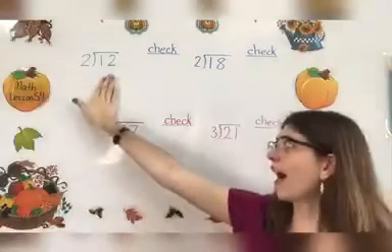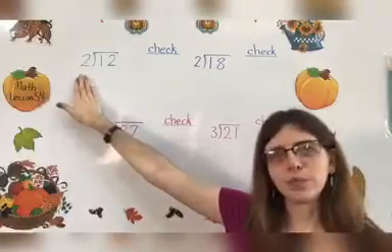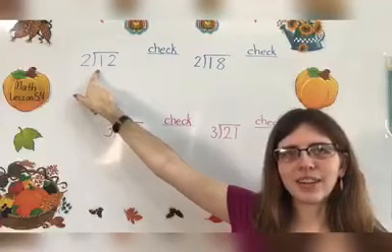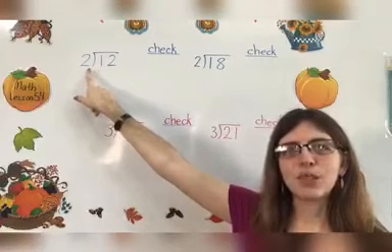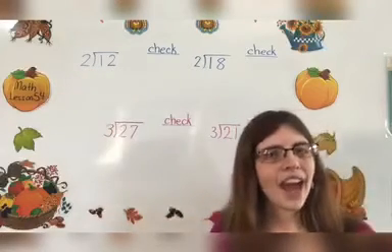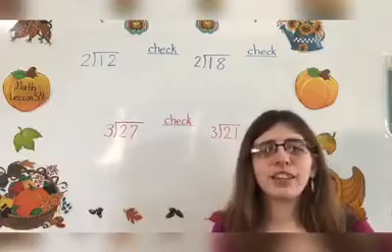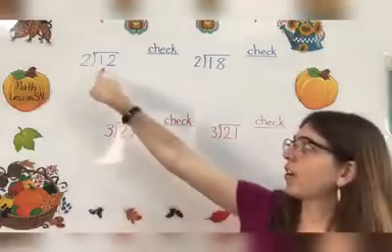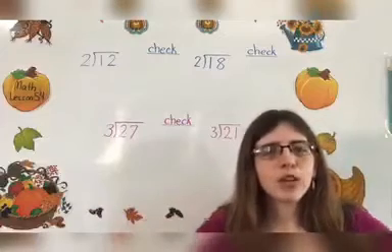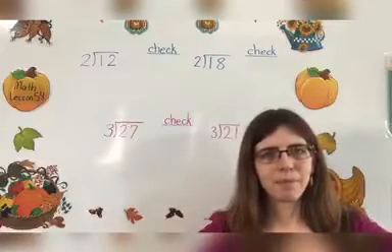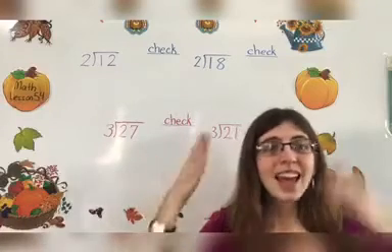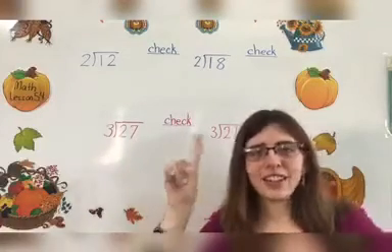I have 12 divided by 2. What do you notice about that first digit? It's smaller than our divisor. Well, when that happens, I can't divide. I can't divide 1 by 2. It's not possible. How many groups of 2 are in 1? If I have 1 finger, how many groups of 2? 0, right? There aren't any groups of 2.